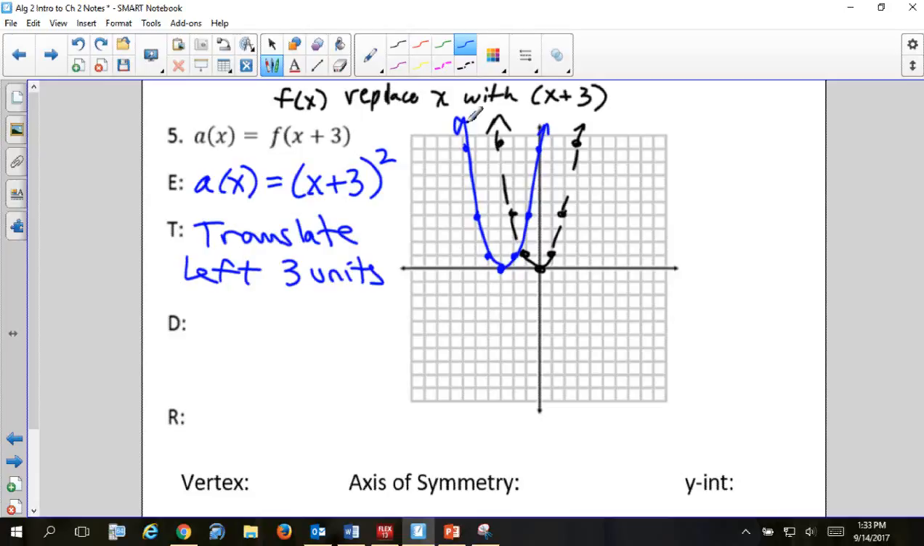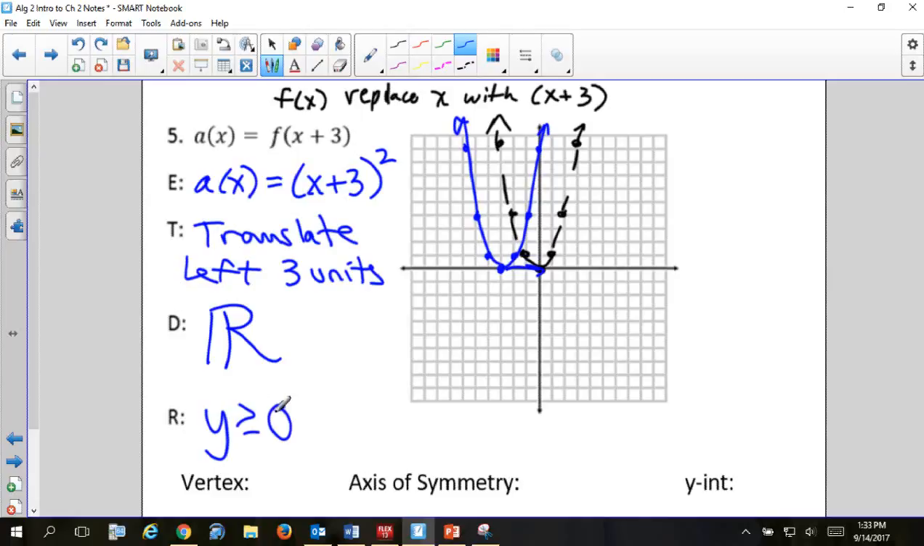So our domain, how far to the left and how far to the right does it go if we extended this forever? Domain? All real numbers? Gosh, that seems like a pattern. And then our range is from down to up. So how far low does it go? The lowest y value. You gotta think like ordered pairs. What's the lowest y value? 0. So our range is y is greater than or equal to 0.